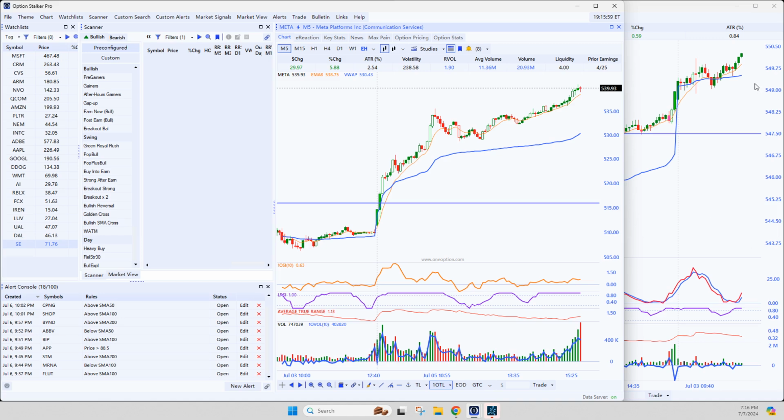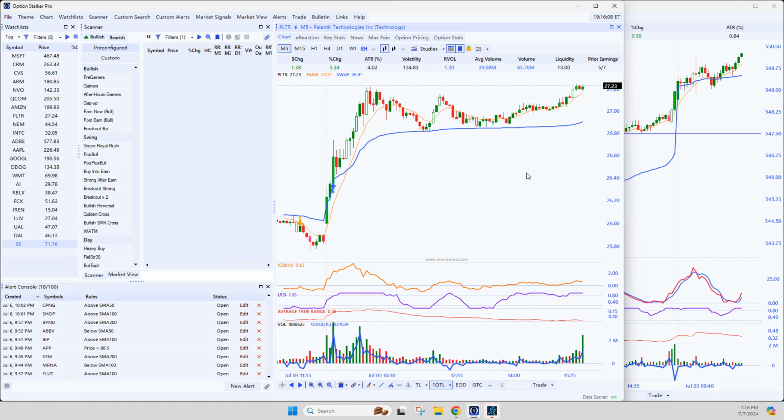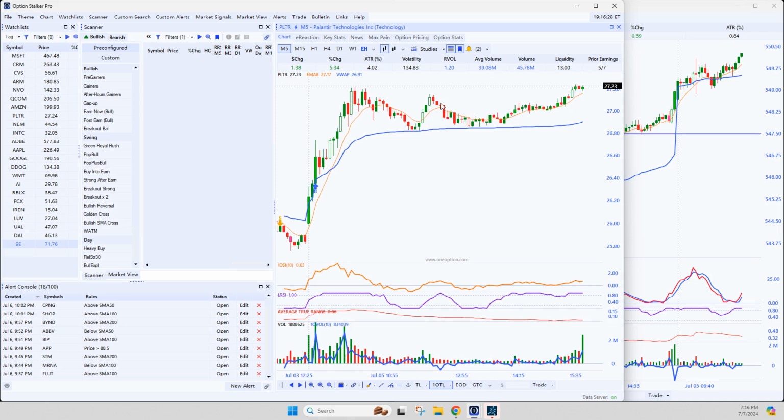And lastly, my last trade that I did this week was PLTR. I went long at 12:14, so this candle, then I exited. This is a day trade. I exited at 12:38, so this candle.